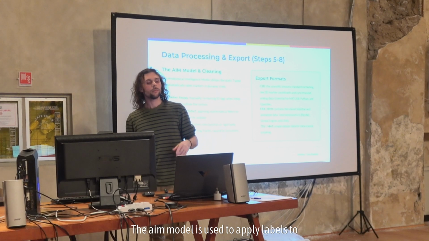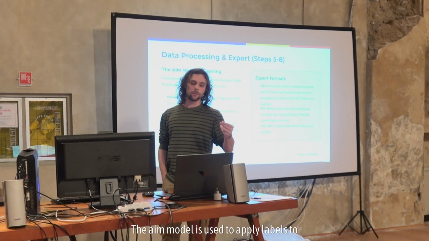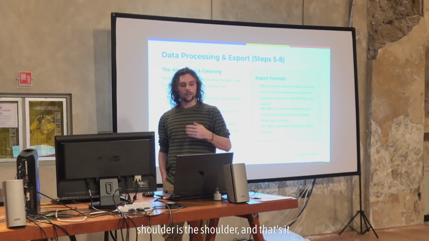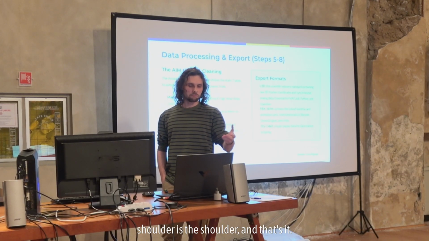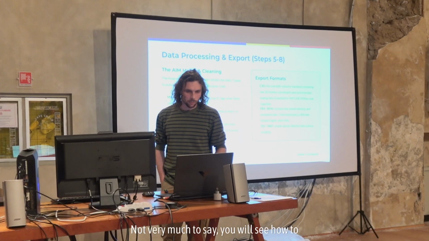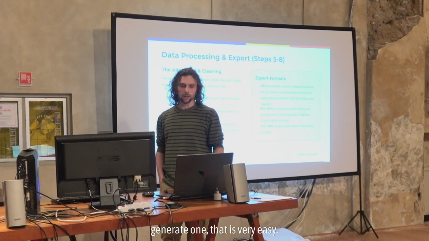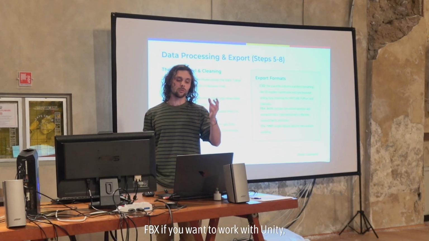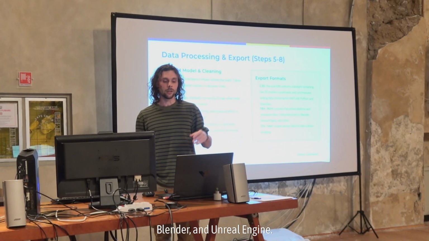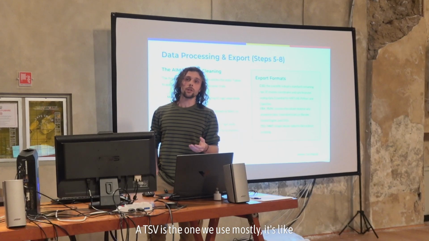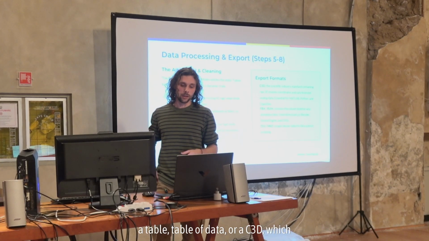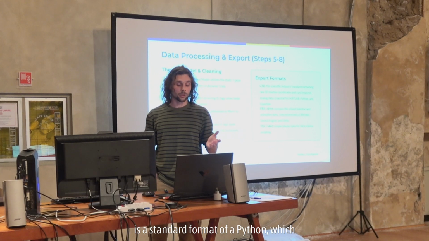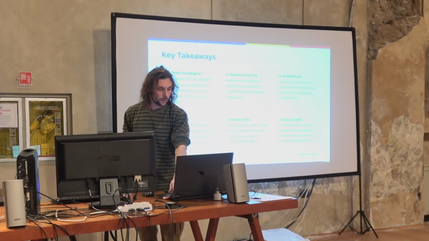The AIM model is used to apply labels to the markers, so you know that the shoulder is the shoulder, and that's it. Not very much to say. You will see how to generate one, but it's very easy. And export formats, there are plenty. It's FBX if you want to work with Unity, Blender, and Unreal Engine. A TSV is the one we use mostly. It's like tabular data. Or C3D, which is a standard for MATLAB and Python, which actually I've never used personally.